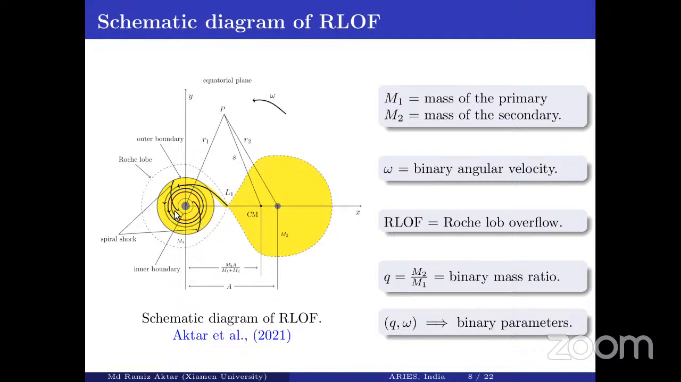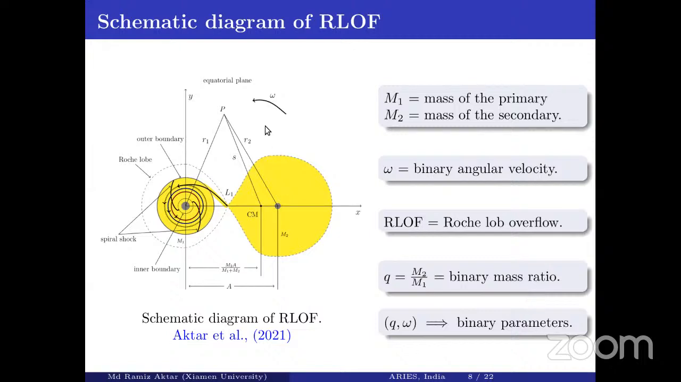If the spiral shock conditions are satisfied in the accretion disk, there might be spiral shocks present. Omega is the binary angular velocity, and Q is the binary mass ratio, defined as the ratio of the secondary mass to the primary mass. Q and omega are very important parameters for our analysis, known as the binary parameters.